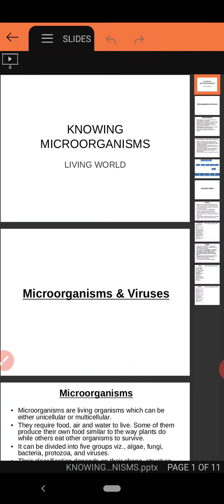Some microorganisms are useful and used in the commercial production of medicine and alcohols, and some are harmful. Some microorganisms decompose organic waste and dead plants and animals into simple substances and clean up the environment. In the next slide, we will continue with bacteria and protozoa.